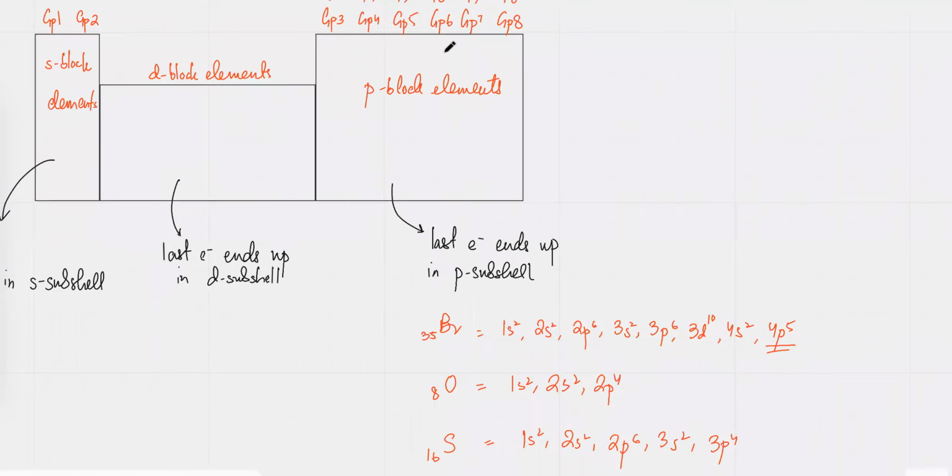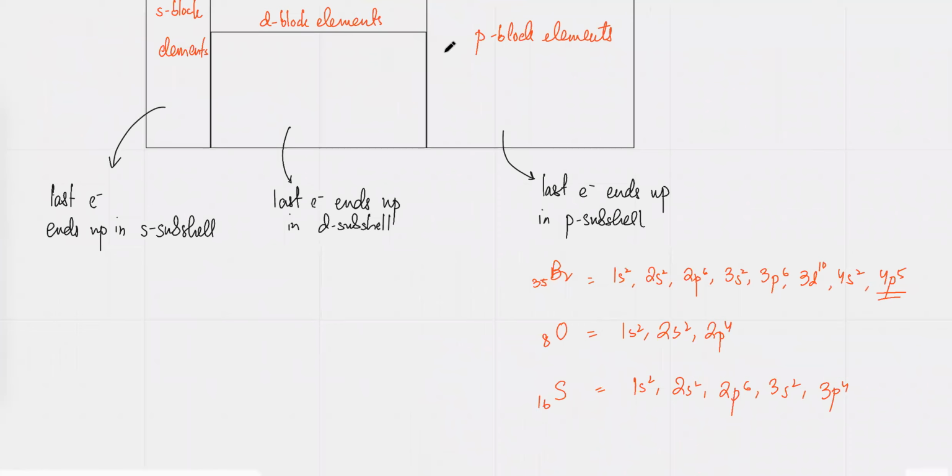For the d block, the last electron always ends up in the d subshell, in the transition metals. Remember, not all are transition metals. Most of them are transition metals, but not all. So the correct term for them is d block elements.